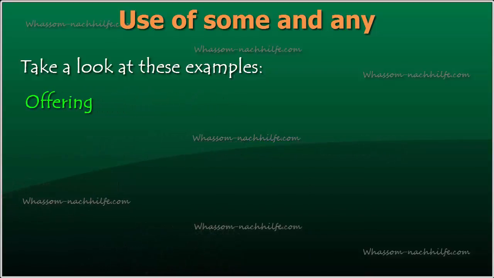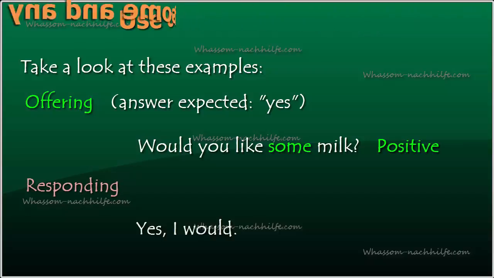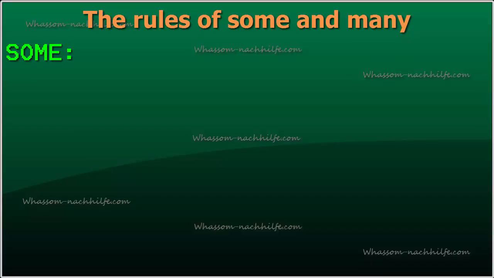Now, when offering things or a task with the expectation of having an answer yes, for example, would you like some milk? Which is a positive sentence, and the possible answer is yes, I would. Now we will see what rules apply to some and any.